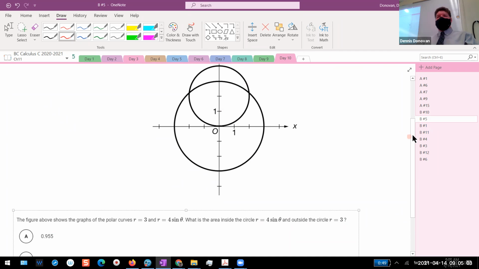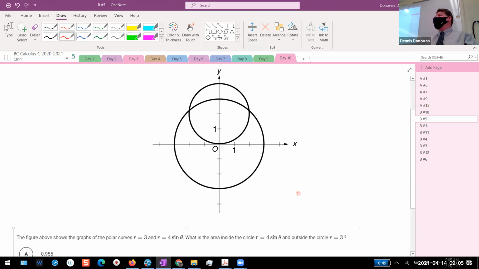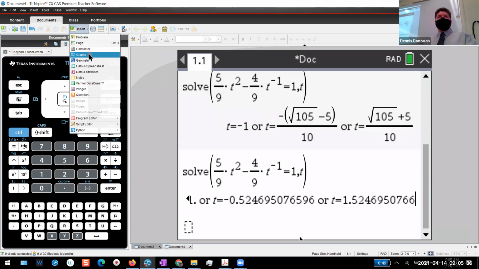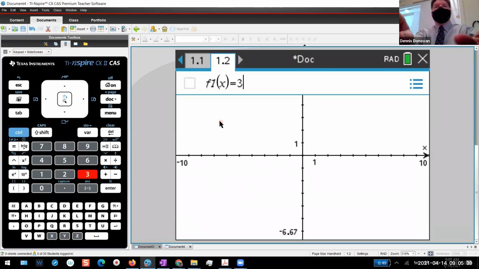So inside the circle, so you got to know which one's which, right? R equals 3 is a circle centered at the origin. Okay? So we are outside this circle, but inside this circle. So we're looking at this area. Okay? So we have to find the intersections here, don't we? Now, let me show you a little secret on a calc active question. You do not have to be in polar to find those intersections.